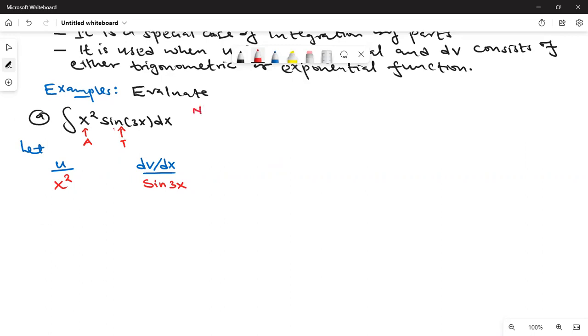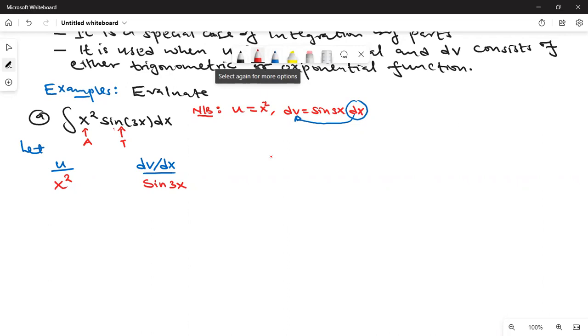Take note that in integration by parts, we always say that u is equal to x squared, then you always say that dv is sine 3x dx. So I'm now dividing by dx so that I get sine 3x. So this will be here as the denominator. So dv over dx is equal to sine 3x. Now what you do here, we are now going to differentiate u and integrate the other column.